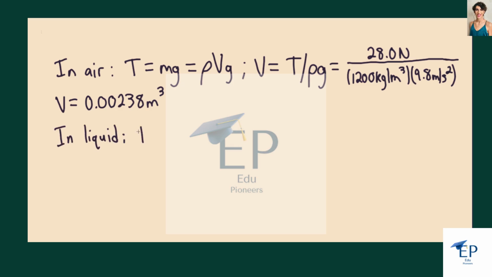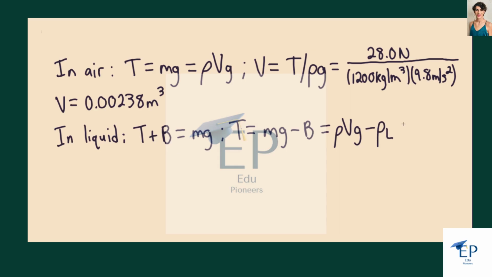And so inside the liquid, we have that the tension plus the buoyant force will equal the mass times the gravity. So here, the tension would be equal to the mass times the gravity minus the buoyant force. This would be equal to the density times the volume times the acceleration due to gravity minus the density of the liquid multiplied by the volume of the rock multiplied by g, the acceleration due to gravity.